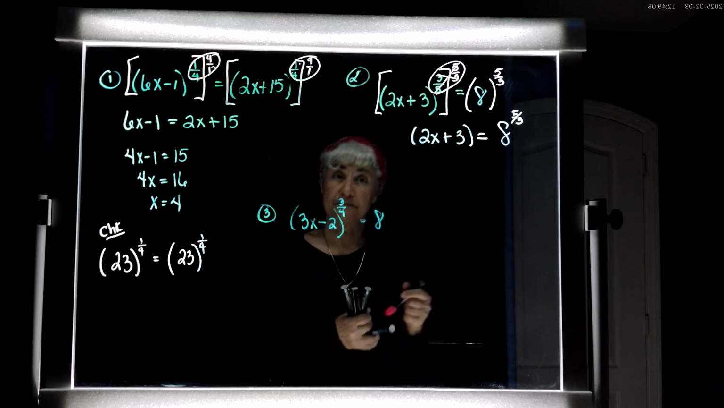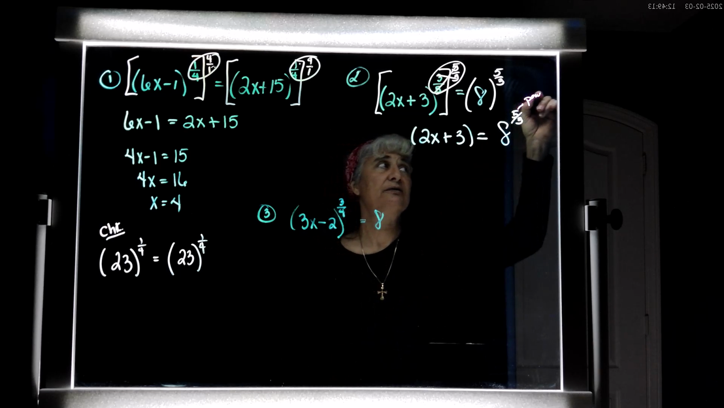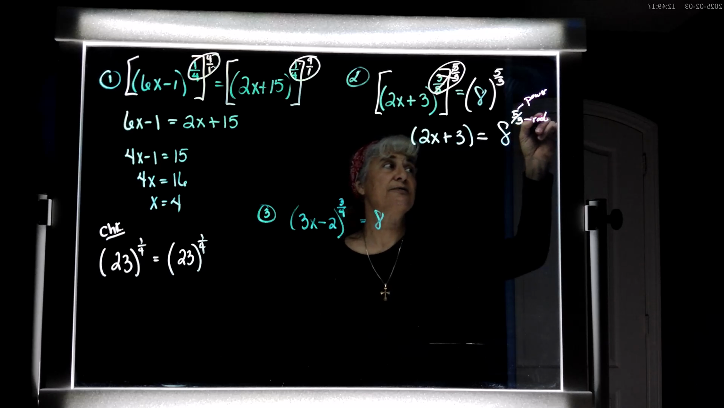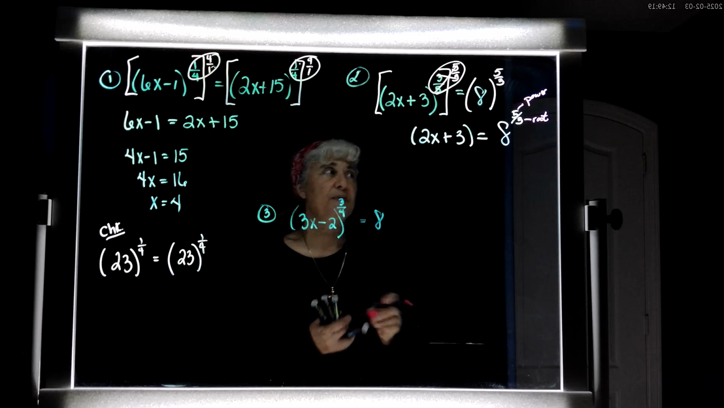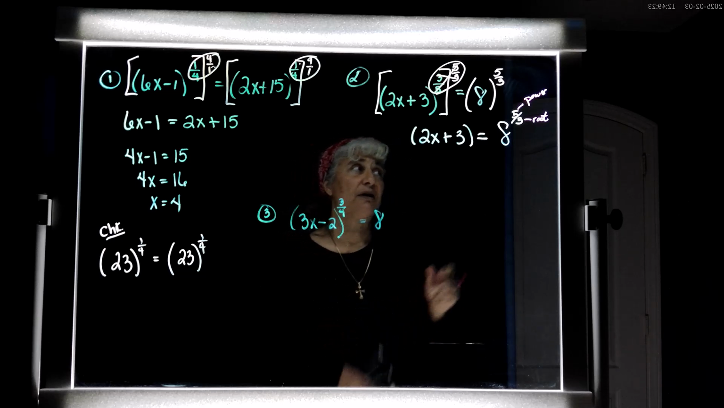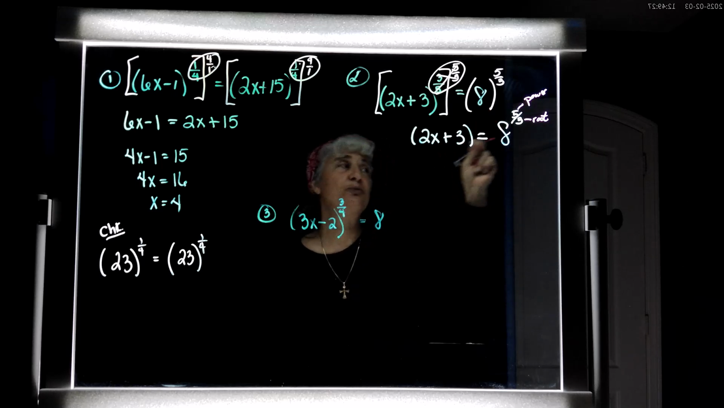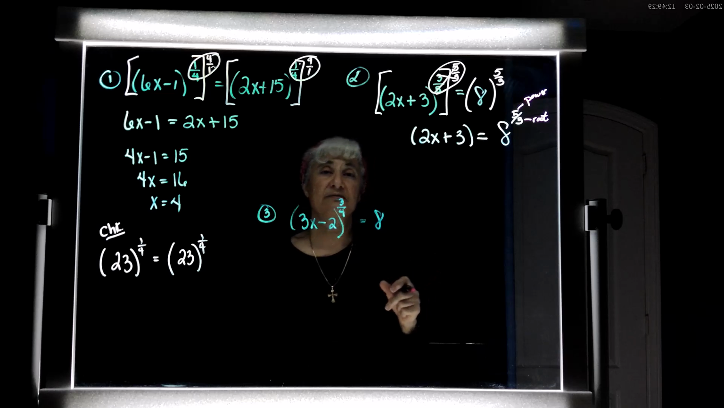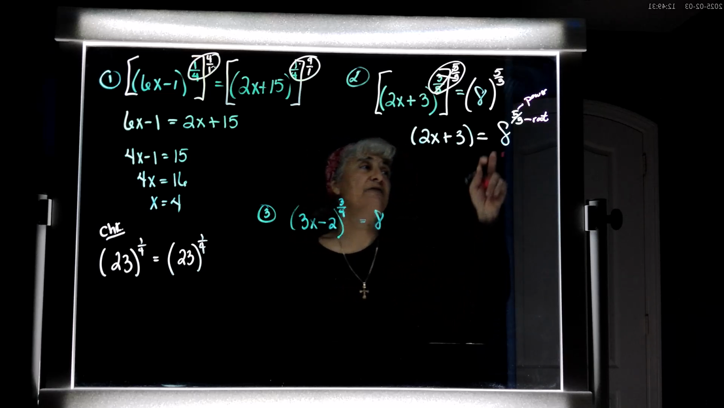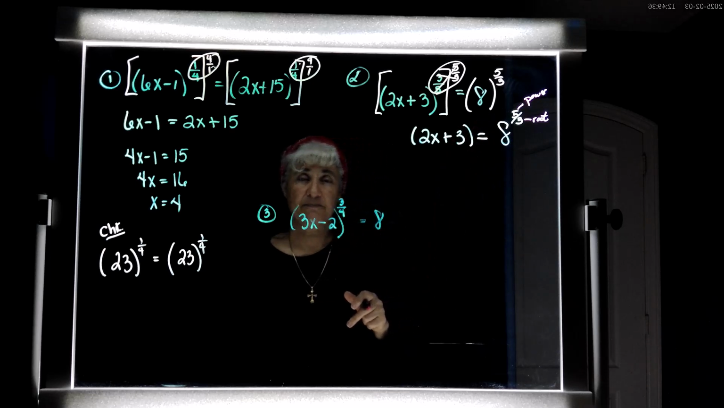Remember, 5 represents the power, 3 represents the root. Gratefully, it doesn't matter which one you do first. If I take 8 to the 5th power and then take the cubed root of that answer, it's the same as if I took the cubed root of 8 first and then raised it to the 5th power.